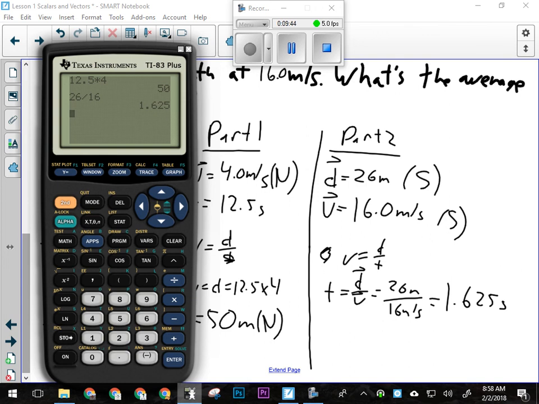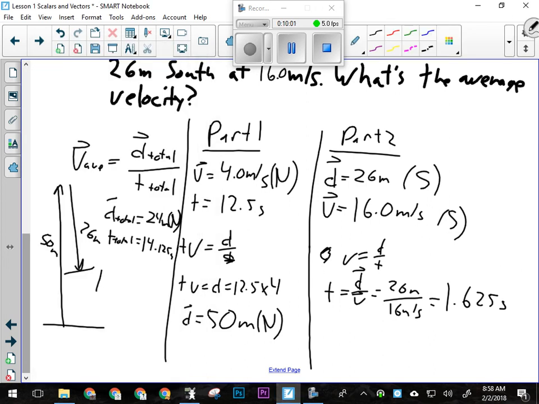Okay, so I know my total displacement is 24, and I know my total time is 14.125. So the average velocity then, V equals D over T, is 1.70 meters per second north.